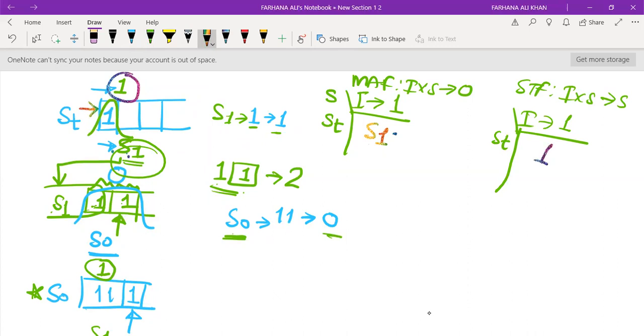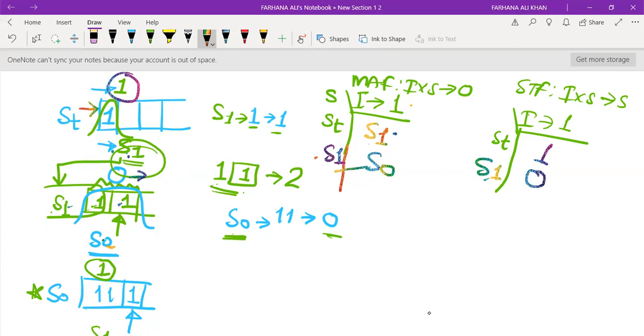Okay. Now this is the current state. Now we will consider S1. S1 with the next input 1, where is it going? It is going to S0. What is the output of S0? It is indicated here on the top. S1 with the next one goes to S0, whose output is 0.